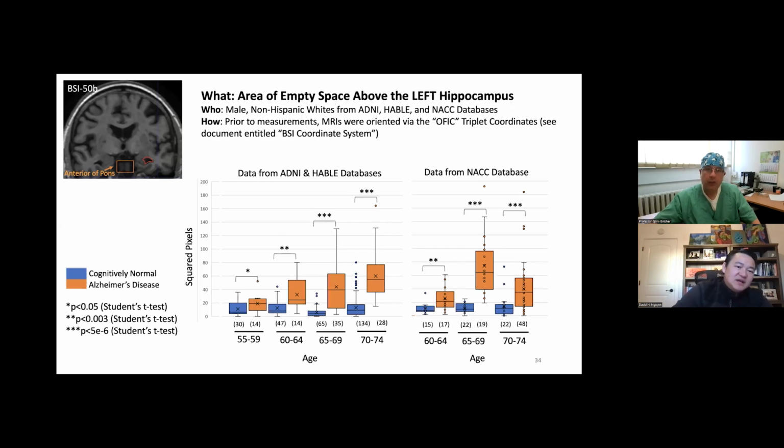And when we measure this empty space that is left behind by a shrinking hippocampus, again, we see a difference between cognitively normal patients and Alzheimer's patients, right? Every half decade of life in the ranges that we measured.